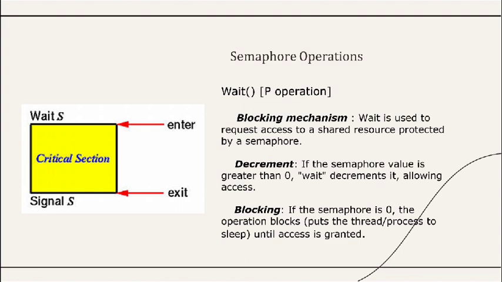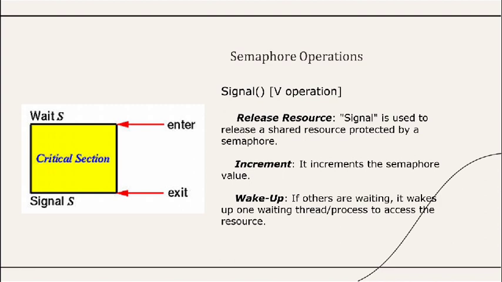The signal is also known as the V operation. When a thread or process has finished using a shared resource and is no longer in need of it, it performs a signal operation. The signal operation increments the semaphore value by 1. If there are other threads or processes waiting for the semaphore, one of them will be woken up and will then attempt to decrement the semaphore value with the wait operation.